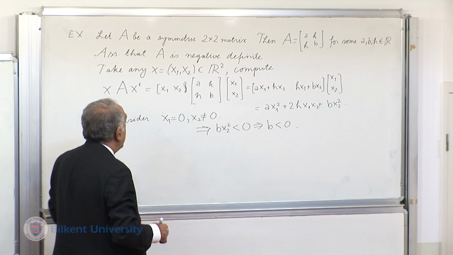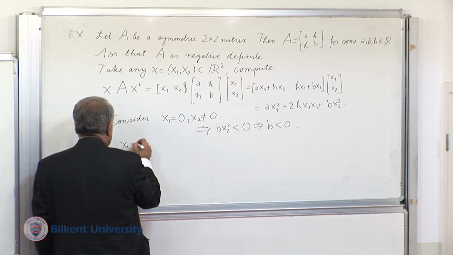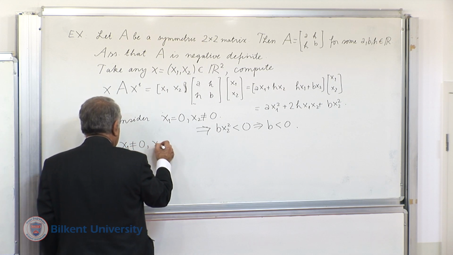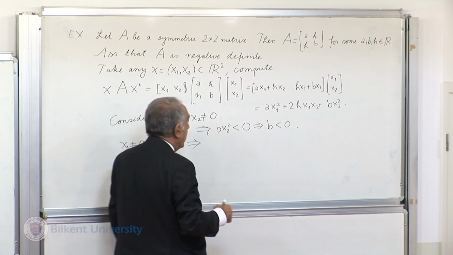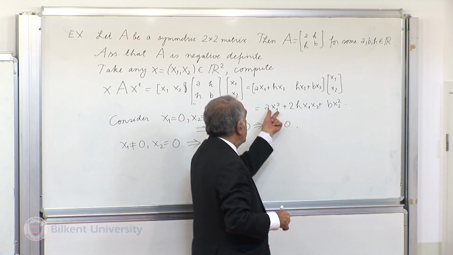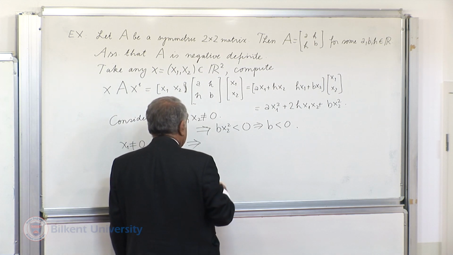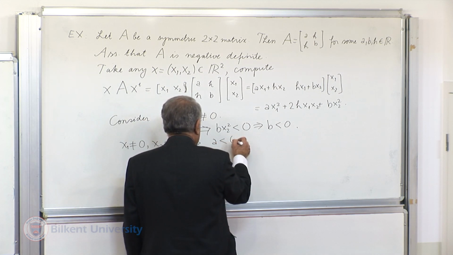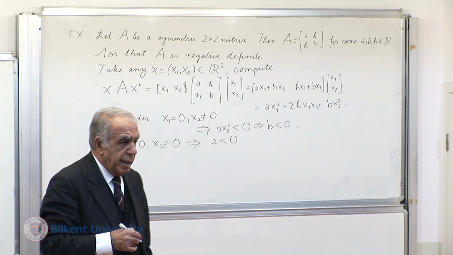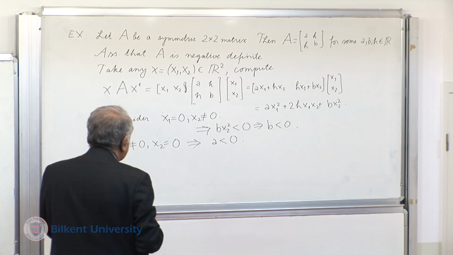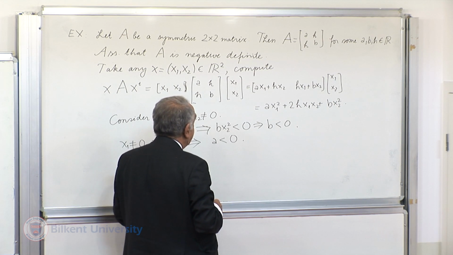But now we can interchange the roles of x1 and x2. Now let's consider x1 different than 0 and x2 equal to 0. Well, these terms now will vanish. a x1 squared will be less than 0. x1 squared is positive, so a is less than 0 as well. Now, these are just two simple extreme cases.